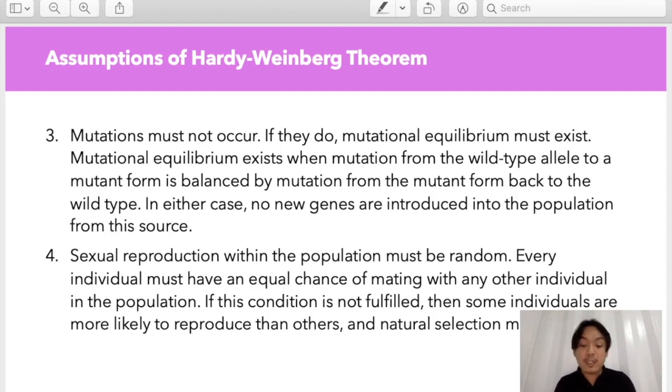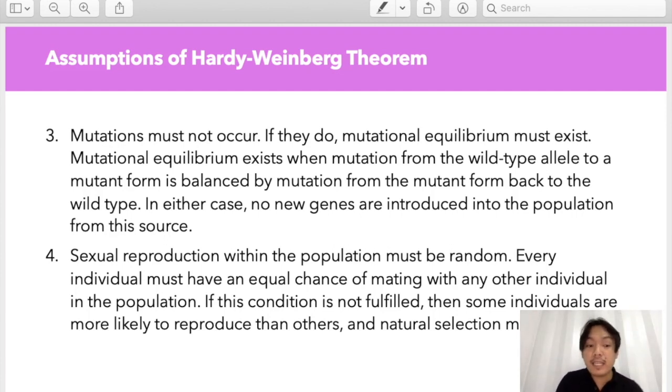So wild type becoming a mutant, and mutant becoming a wild type. So no new genes are introduced into the population from the source. So that's okay if mutational equilibrium will exist, but we will remove that idea for us to assume the Hardy-Weinberg theorem. And lastly, we have sexual reproduction within the population must be random.